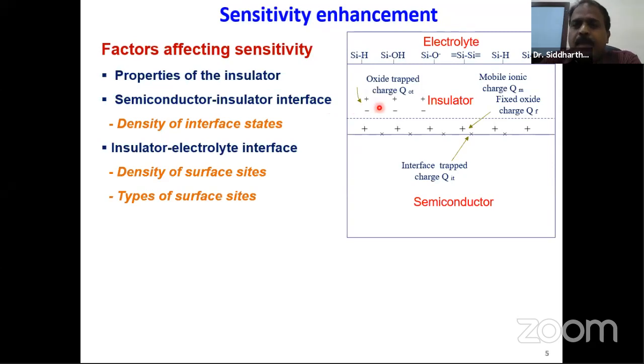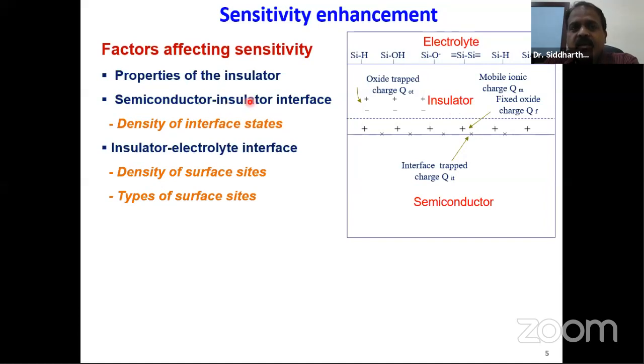Now, if you look at a typical semiconducting system, if you take a semiconductor device, we have the semiconductor, we have the insulator, and then we have the electrolyte, as we saw in a previous slide. So one of the factors which affects the sensitivity are the properties of this insulator. And we'll talk about that in more detail later on.